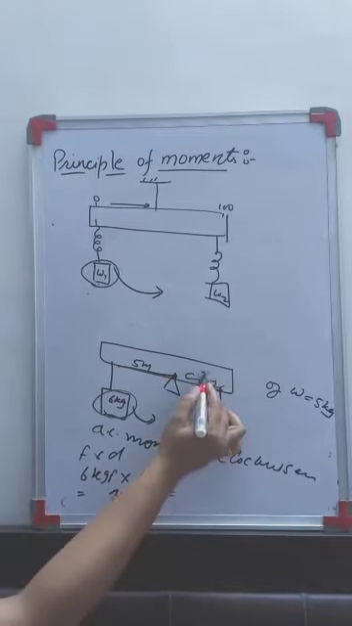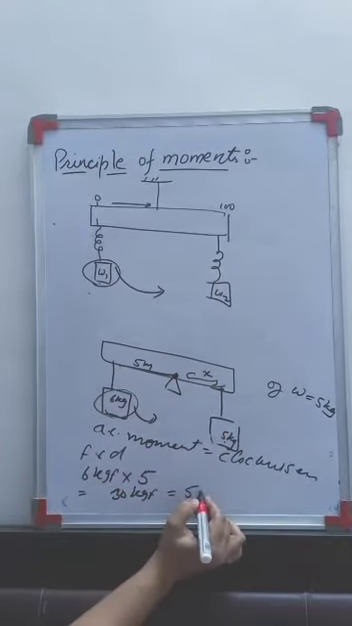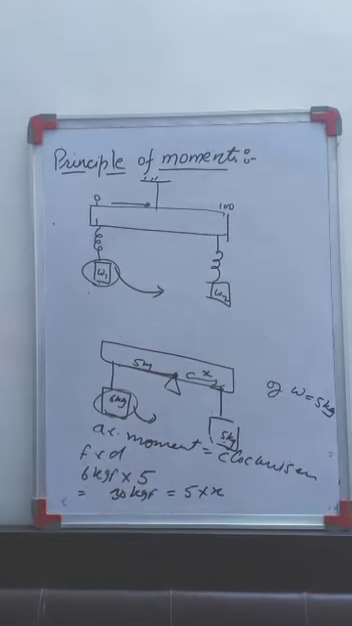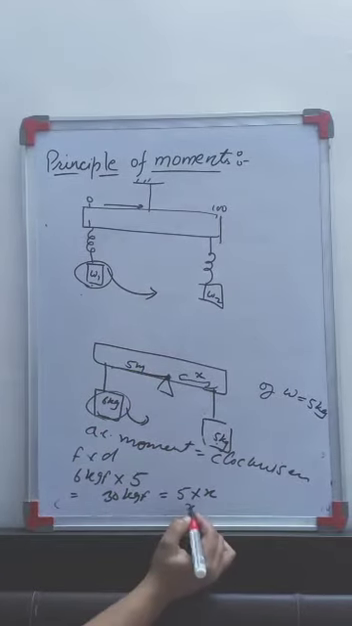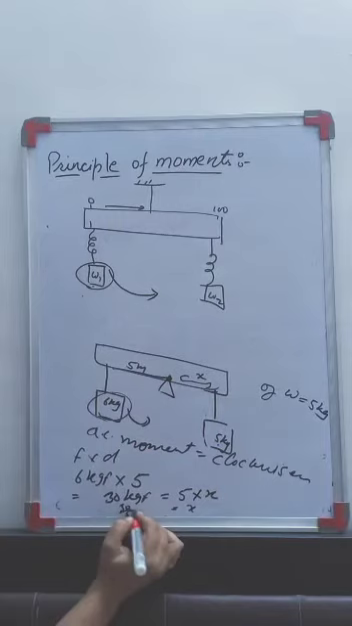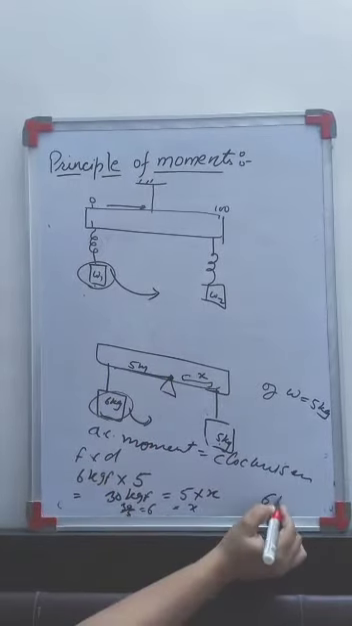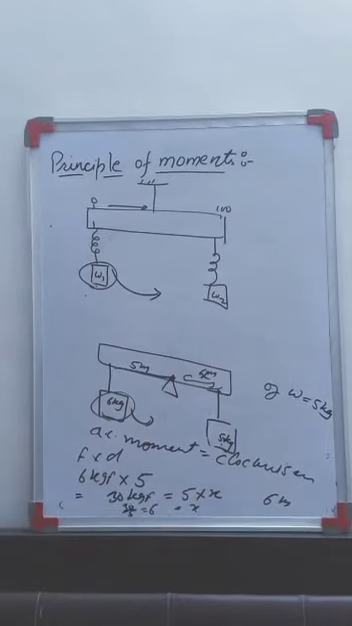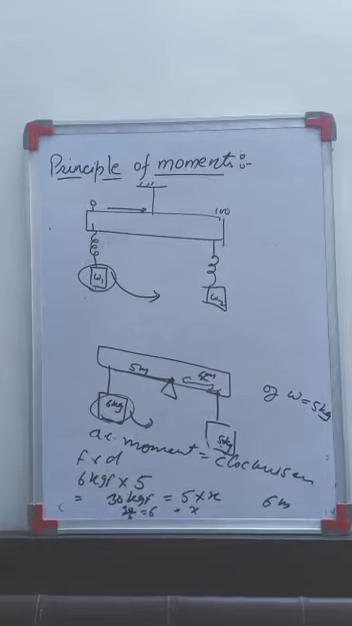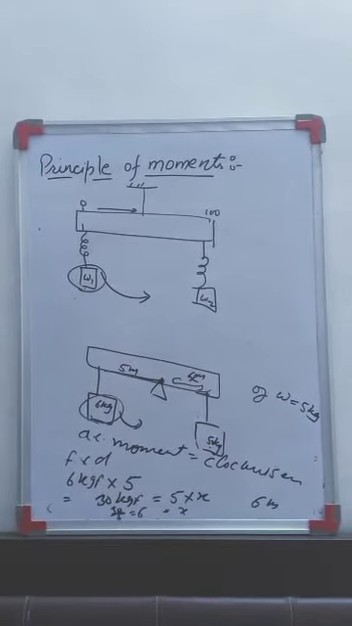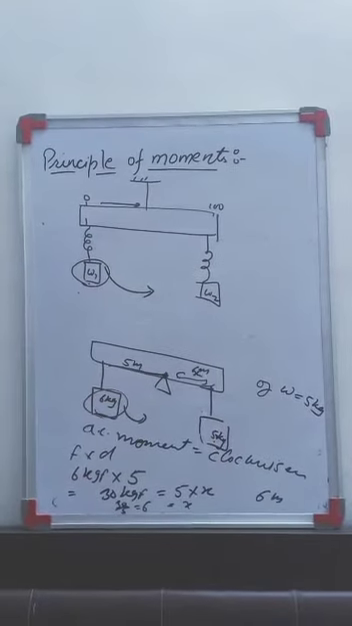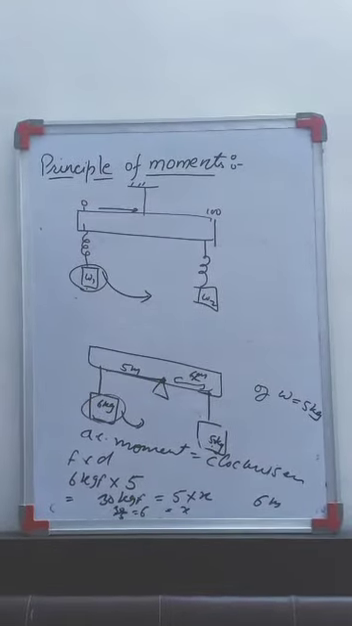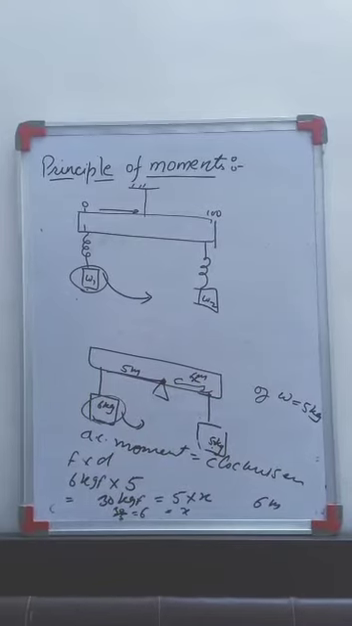Now for the clockwise side, I take this distance as x, so it will be 5 into x. So x will be 30 upon 5, which is 6 meter. That means this child must be at 6 meter from the center to make the seesaw horizontal. So in this way you will calculate the numericals. Either the distances are given and one weight is given, you can calculate the other weight.